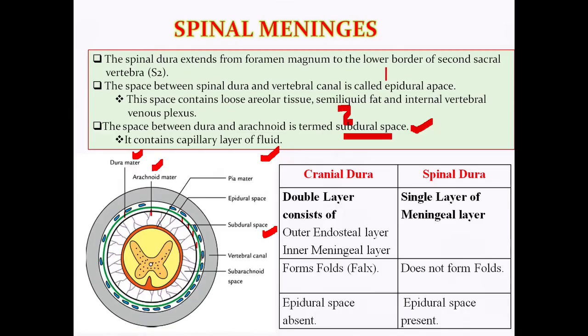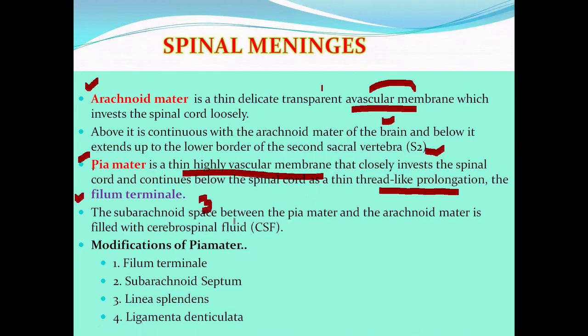So now the green one will be our Dura Mater. This will be our Arachnoid Mater. And the orange one will be our Pia Mater. Between the Arachnoid Mater and the Pia Mater, I can mention the subarachnoid space. So the subarachnoid space is between the arachnoid and the Pia Mater, and it is filled with CSF, the cerebrospinal fluid.